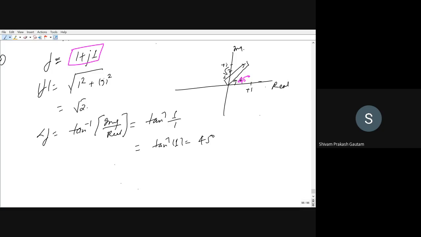Am I audible? Yes, sir. Okay. So are you getting this? How to calculate the magnitude and phase of a complex number? Yes, sir.